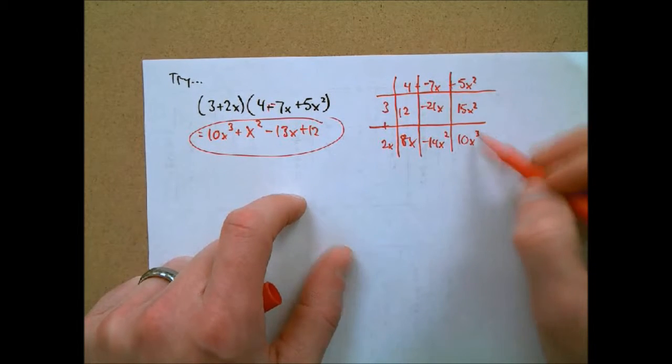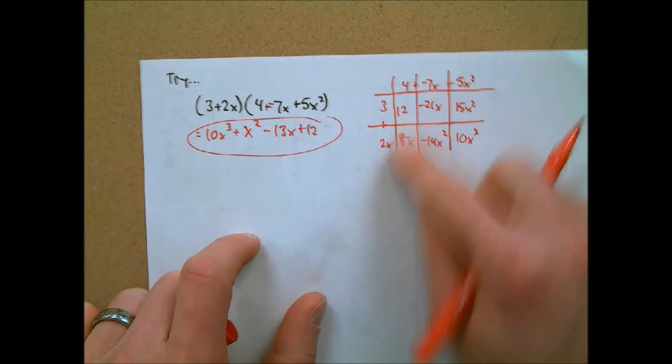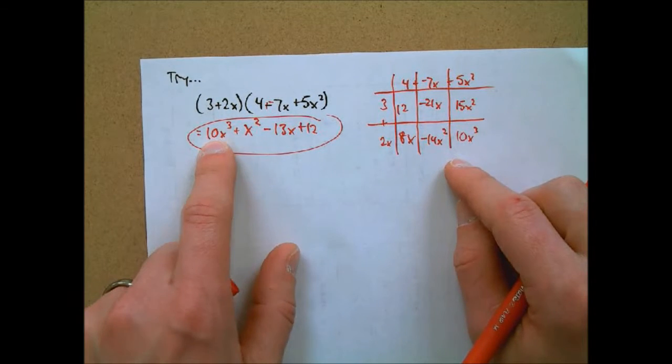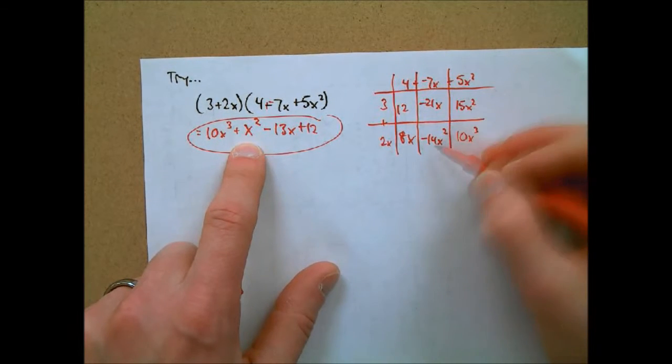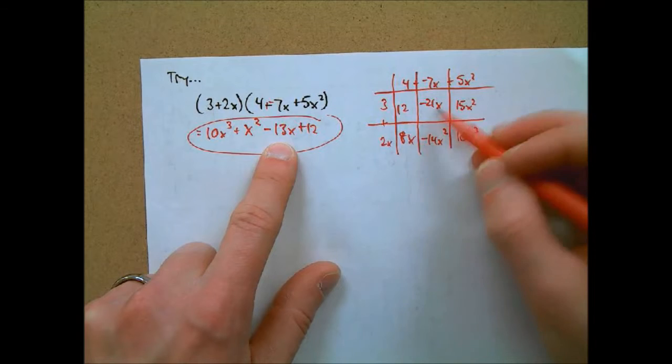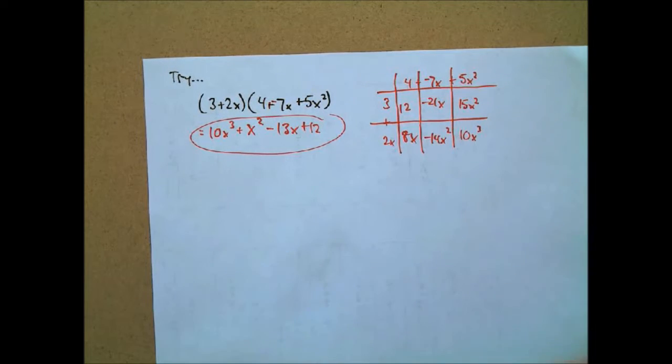And you can just combine like terms. You have all of your little terms right there. So 10x cubed, and then these two make the 1x squared, and then these two make the minus 13x, and that makes the 12. Okay? Questions on any of that?